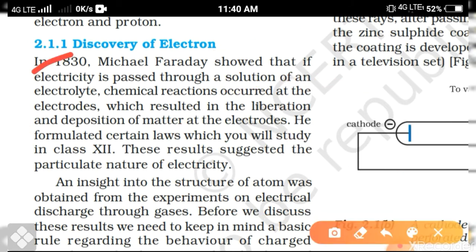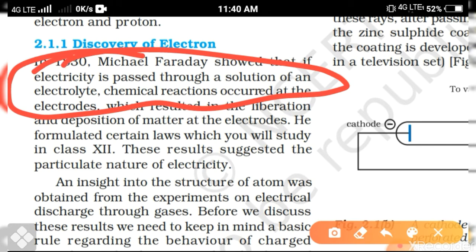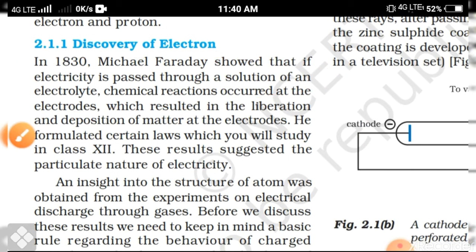In 1830, Michael Faraday showed that electricity can be passed through a solution of an electrolyte. An electrolyte is, for example, acetic acid or H2SO4 dissolved in water, or copper sulfate, zinc sulfate, or any salt solution. A solution that allows electricity to pass through it, like zinc sulfate, copper sulfate, HCl or H2SO4, is an electrolyte.